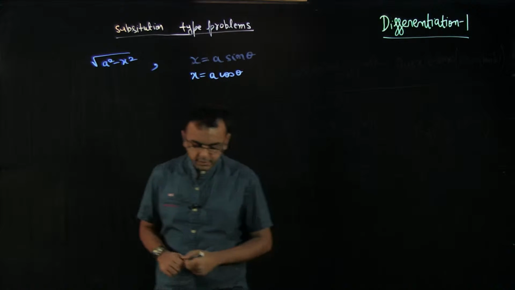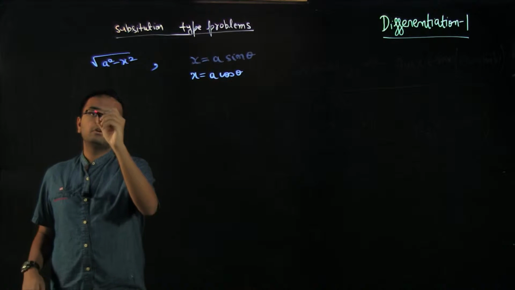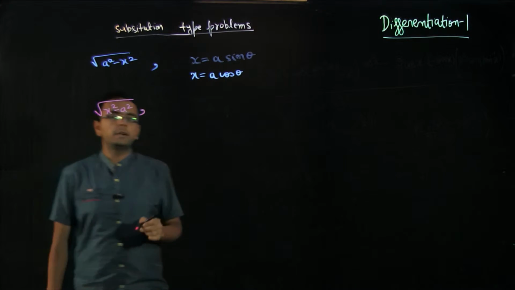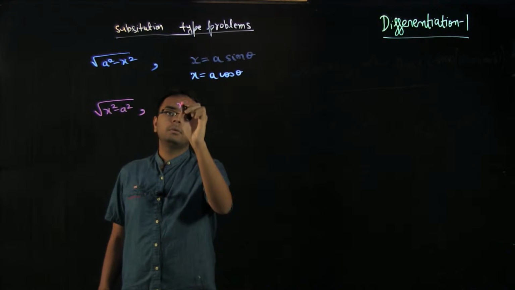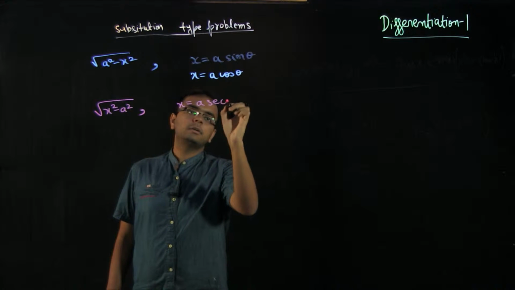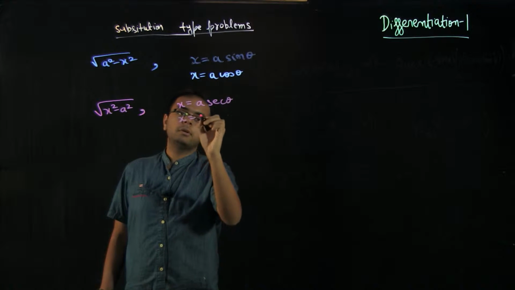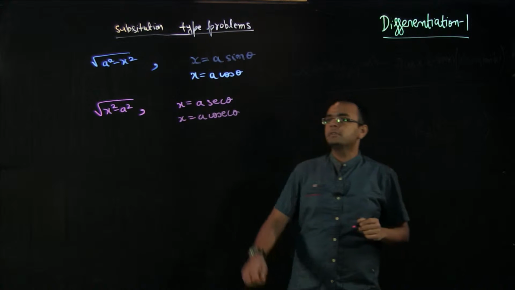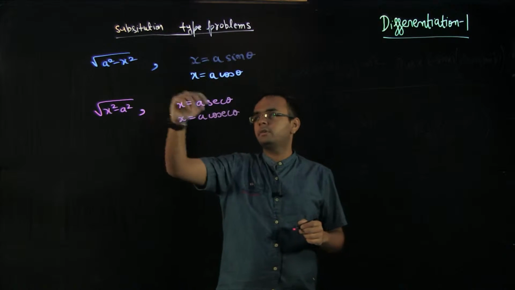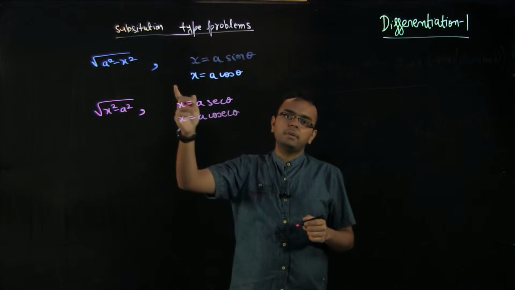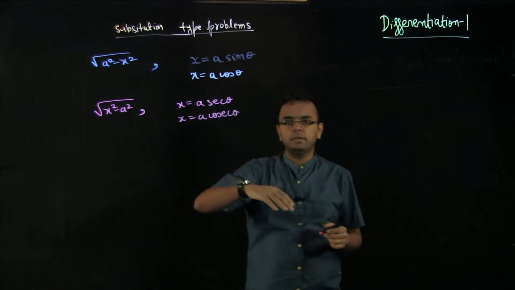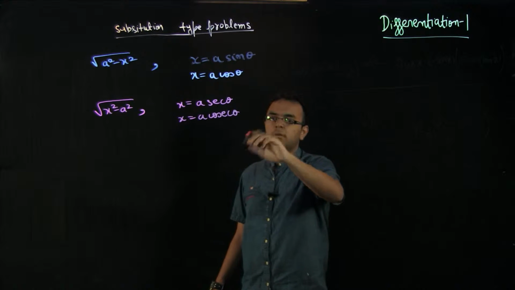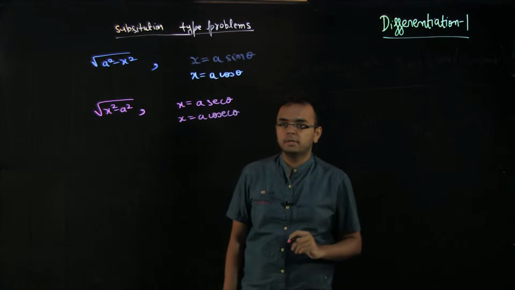If you see something like root of x square minus a square, then you should try to substitute something like x is equal to a sec theta or x is equal to a cosec theta. I hope this makes sense why we do that. Whenever you substitute x is equal to a sine theta or a cos theta, the square root of a square minus x square term will become a cos theta or a sine theta. And if you have x square minus a square, then it will become a tan theta or a cot theta if you substitute a sec theta and a cosec theta.